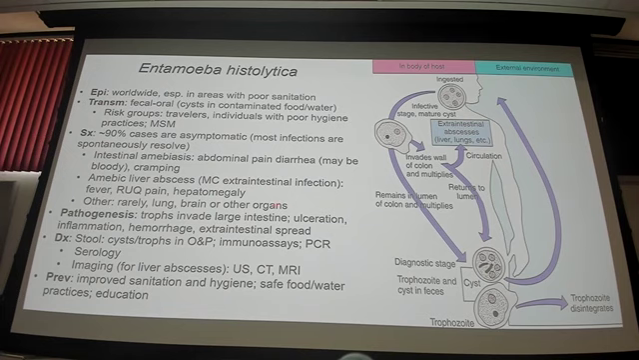And then for diagnosis, again, we can see those cysts and trophozoites, and most microscopists are trained pretty well to differentiate cysts and trophozoites, and more importantly, to differentiate them from other species. So O&P is really important. Also rapid tests and PCR. And if it is in the liver, we can also do imaging studies as well.